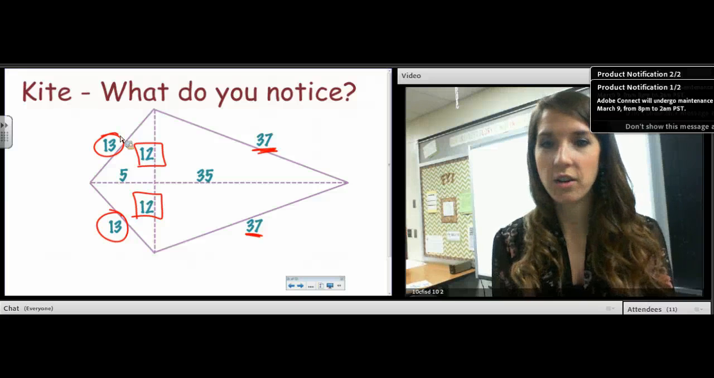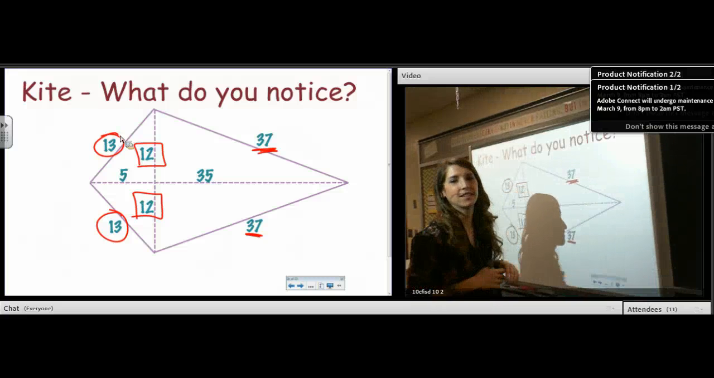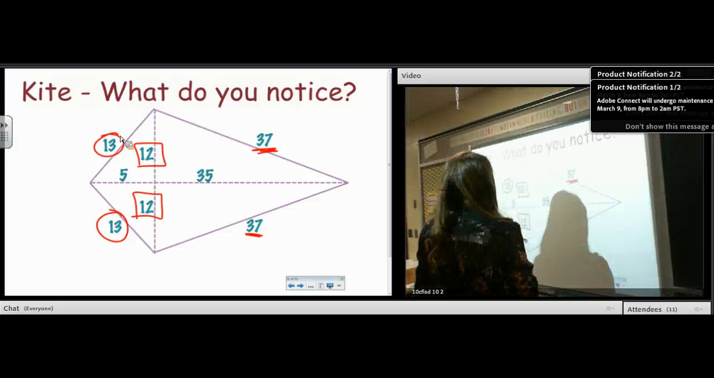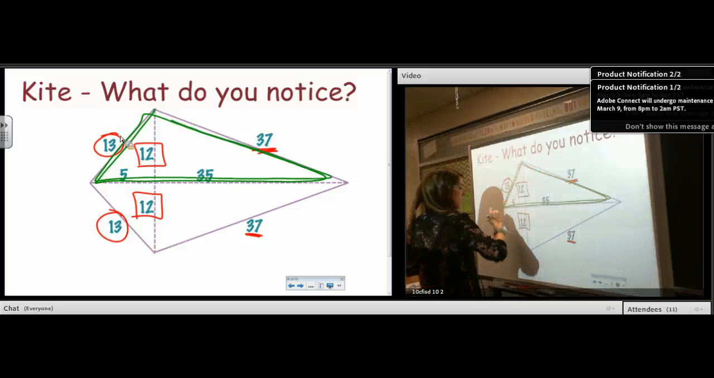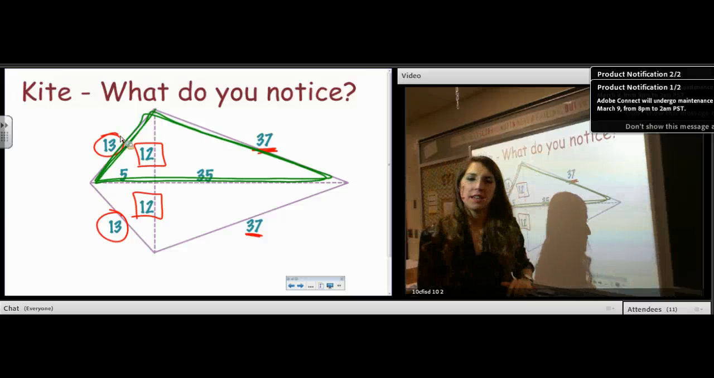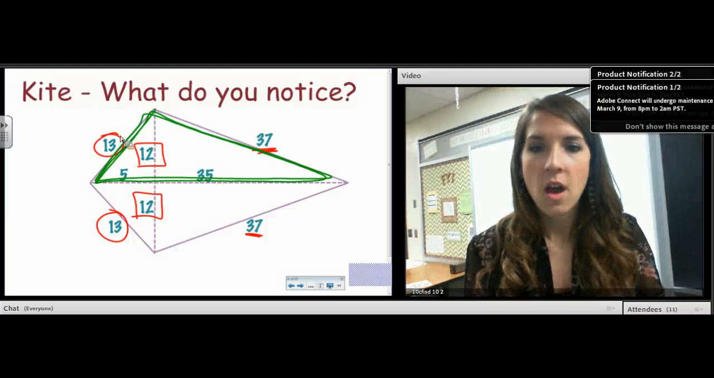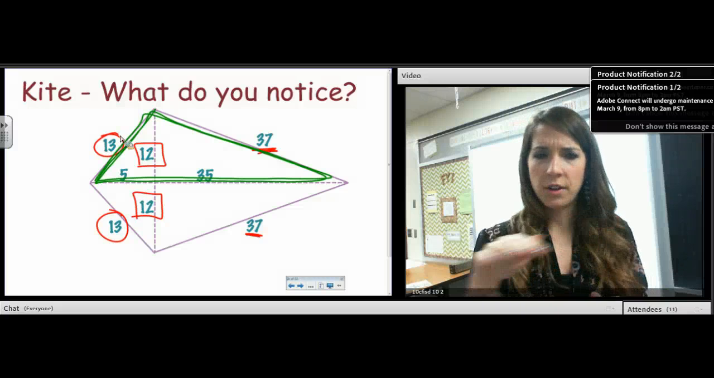Sides that share an angle are congruent. Well, 13 and 37 share an angle right here, but those are not congruent. But you're on the right track. Take a look at that green triangle. If I take that green triangle and I fold it over, are those 2 triangles congruent in every way? 13, 13, 12, 12, 37, 37. So if I fold my kite on that dotted line, what's that called? It's a line of, we don't know if they're right triangles yet, Carson. What's that line? What's it called? If something, yes.